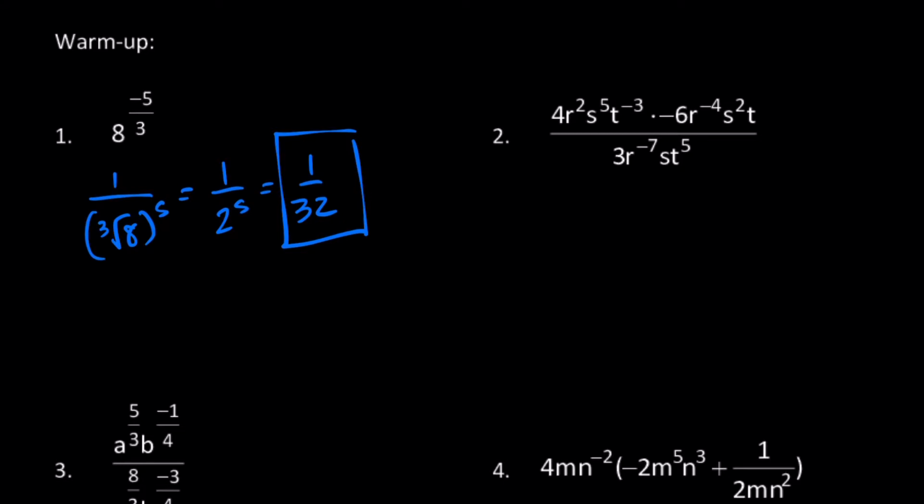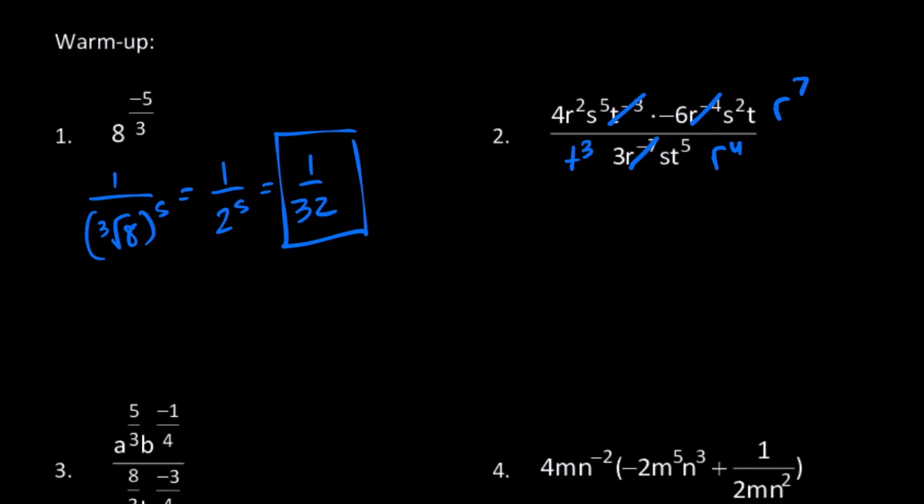Question number 2, a lot going on here. Remember from yesterday's lesson, the first thing I like to do is take care of these negative exponents. So in an expression like this, I would just move those to the opposite, numerator or denominator, and take a second to write that out. All right, so this would go down here as t cubed. R to the negative 4 goes to the denominator as r to the 4th. R to the negative 7th goes to the numerator as r to the 7th.